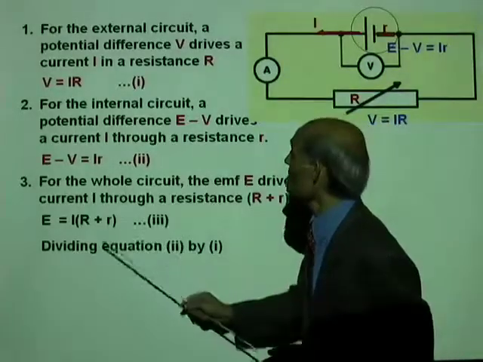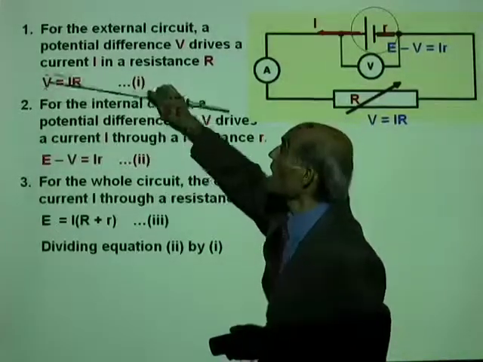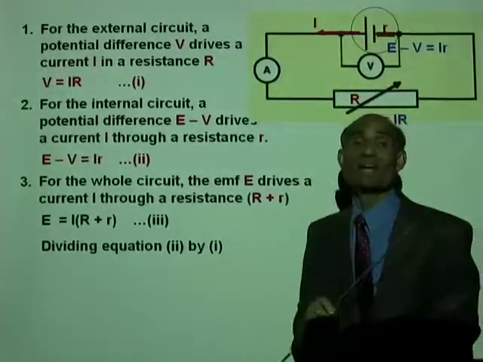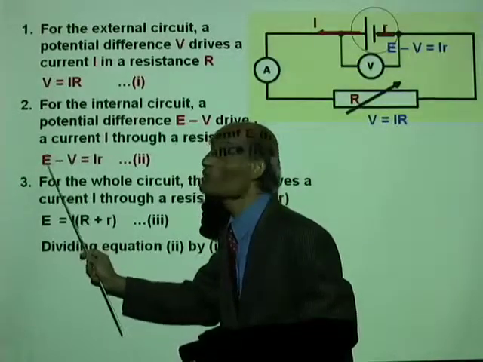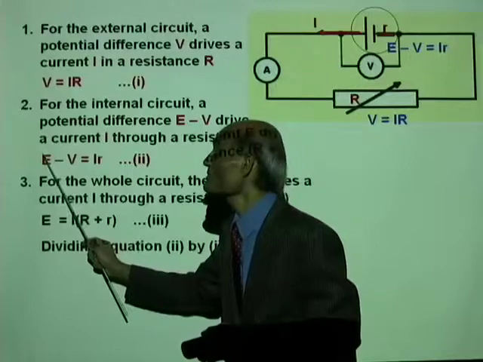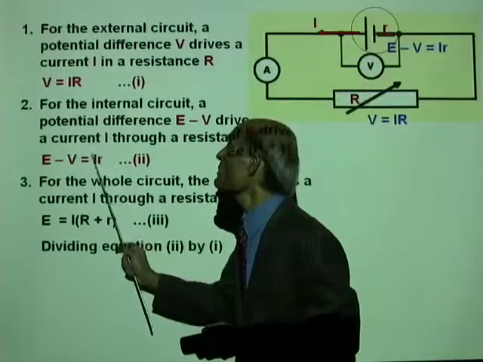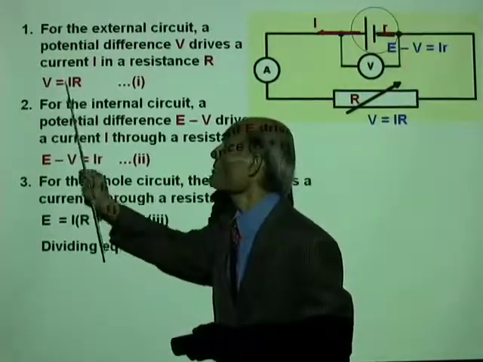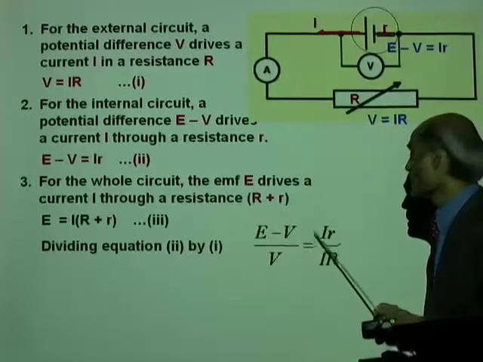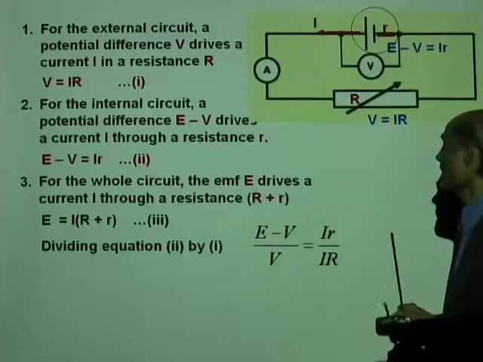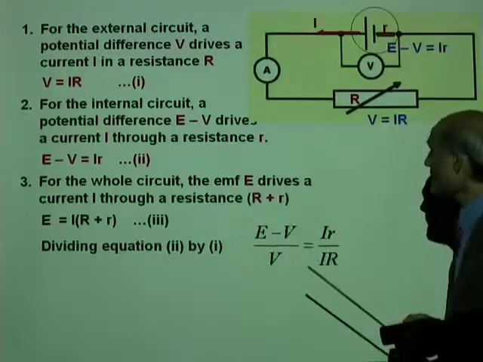Now, let's divide equation 2 by equation 1. Let's take this equation 2 and divide it by equation 1 and see what we can produce. Look at this. When you divide, this E minus V will be divided by this V. Left side of this equation divided by the left side of that equation will be equal to I times small r divided by I times big R. So E minus V over V equal to I times small r divided by I times capital R. And now I and I will cancel.